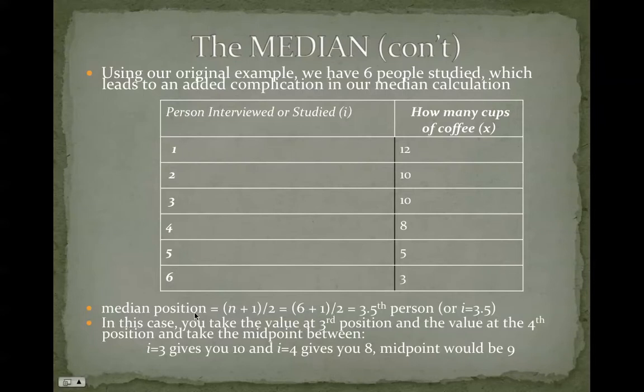If you remember, the median position is calculated by the sample size plus 1 divided by 2. So here we have a sample size of 6 plus 1 divided by 2, which is 7 divided by 2, which is 3.5. Now you really can't have 3.5 people, obviously. So how do we calculate the median value for something that doesn't really exist in our table? It's actually very easy. You're taking the 3rd position and the 4th position, because it's 3.5. It's somewhere between the 3rd and the 4th position. 1, 2, 3, 4. So it's between this value and this value.